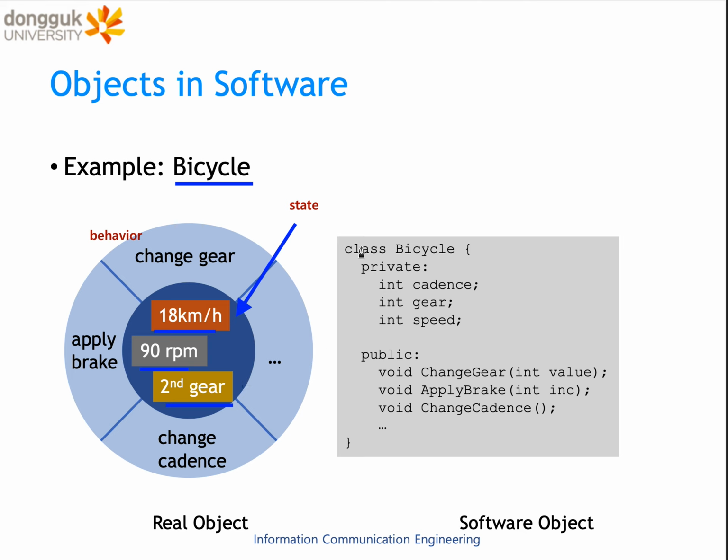But in programming language, a class has a state and behavior that is called variable and method. So an object in software has two things in one class, that is variable and method. By defining variable and by defining method, we have one class. In this class, we are talking about a real bicycle, and this is the bicycle class, written in Java language.